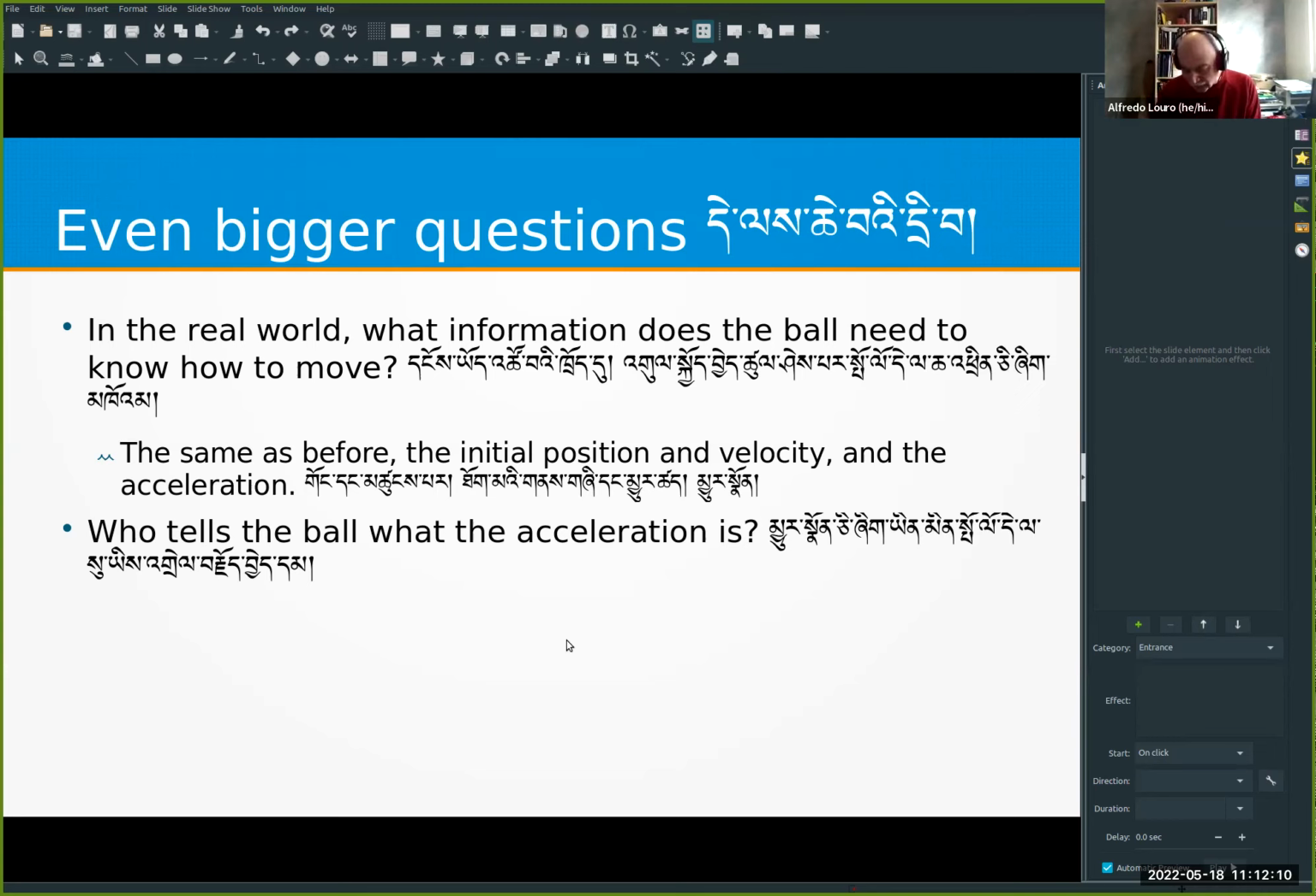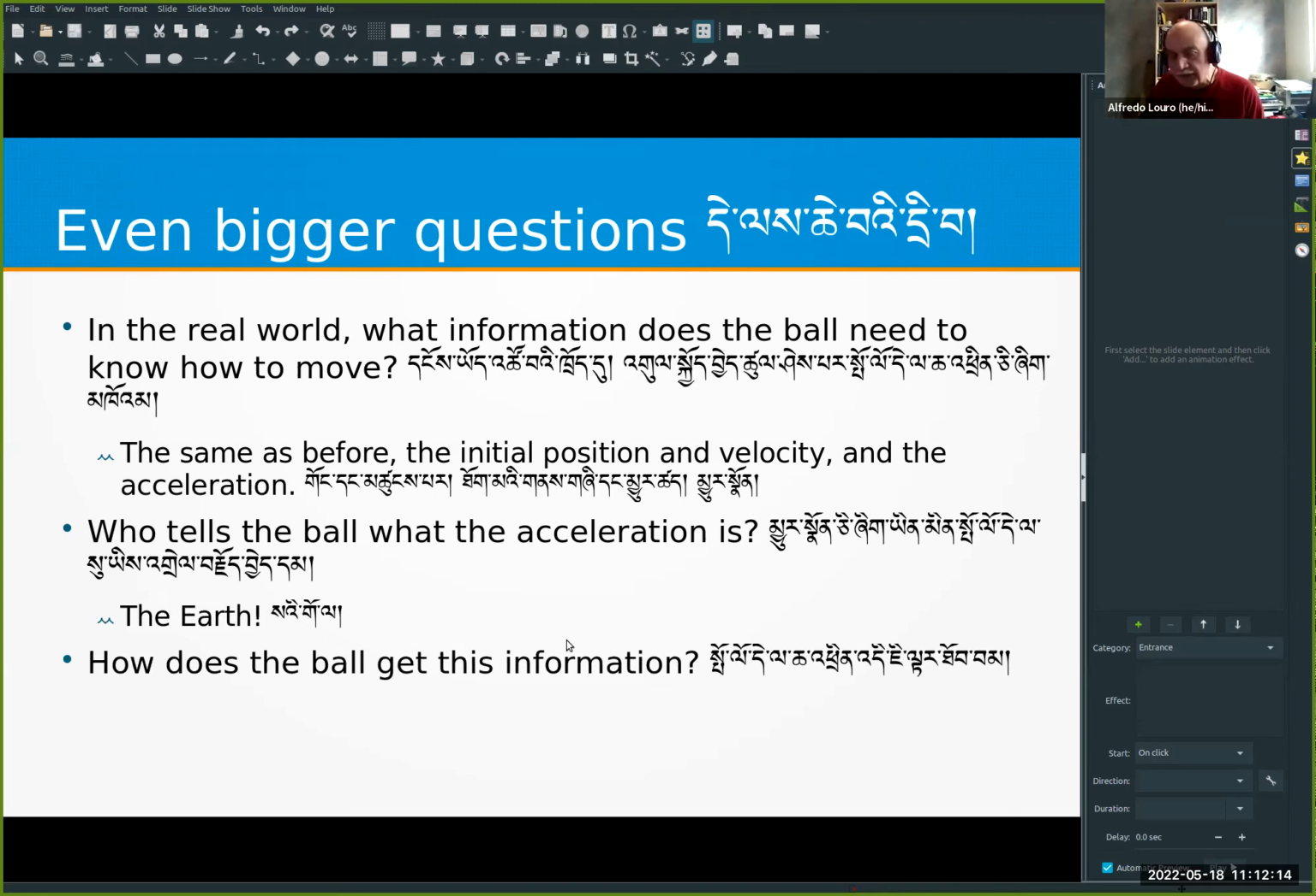So the next question is, how does the ball get this information? Let you translate.